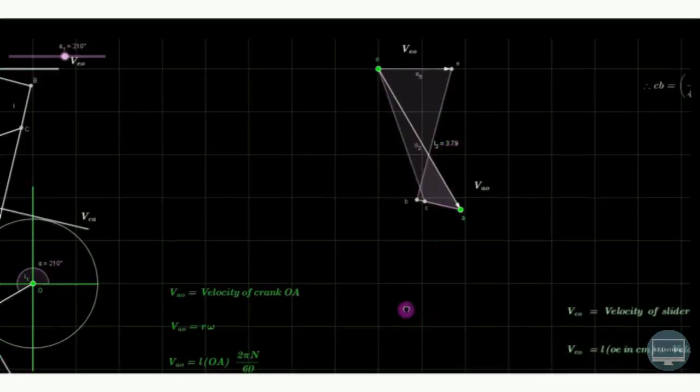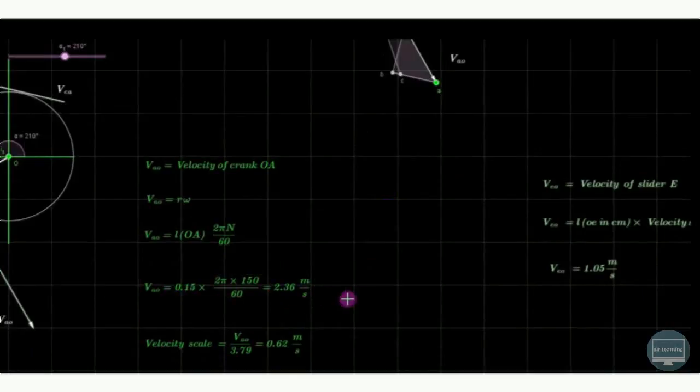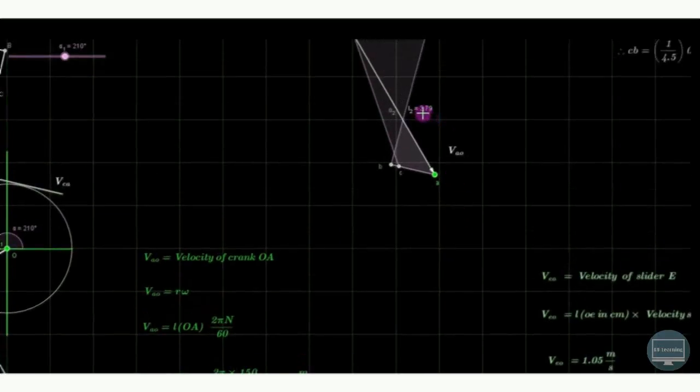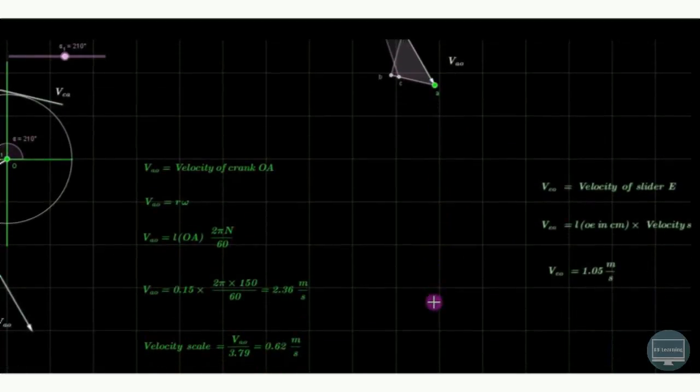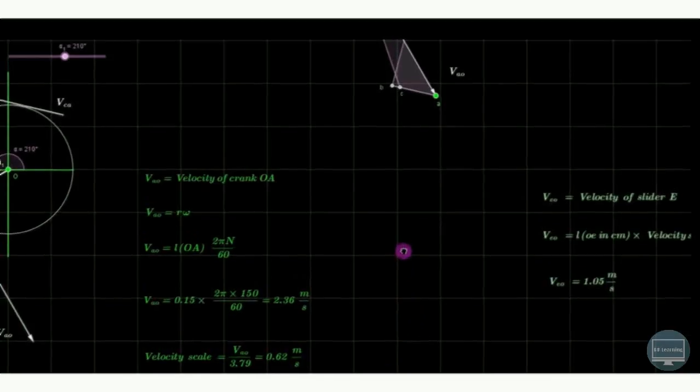So suppose 3.79. So in other words, this actual velocity, 2.36 meter per second, is represented by a length of 3.79 centimeter. So 2.36 meter per second represents 3.79 centimeter. Then 1 centimeter represents how much? So the scale is 2.36 divided by 3.79. So on our space diagram, 1 centimeter represents 0.62 meter per second. So this is the velocity scale.